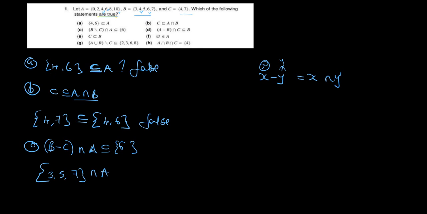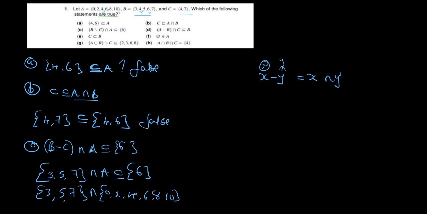Now the statement is, will this be equal to {6}, or will it give us 6? So that's the case there. So we'll say 3, 5, 7 there. Intersection, we want to intersect with a. Everything in a. Are there things that are found in a? So I'll list the a. So a has 2, 4, 6, 8, and 10.